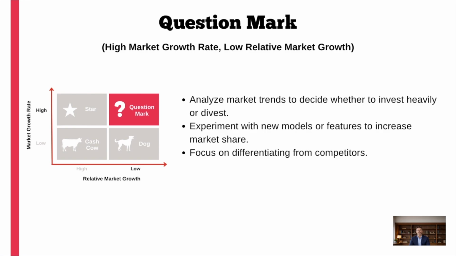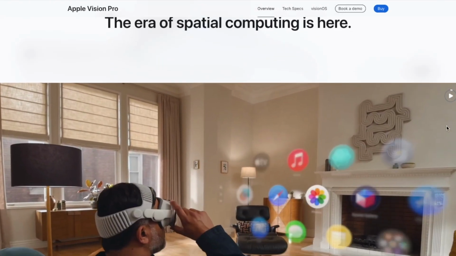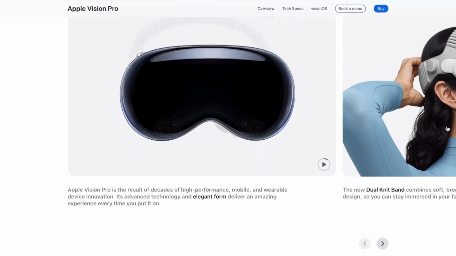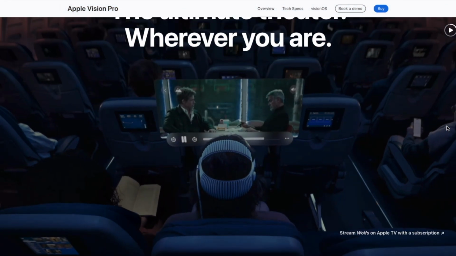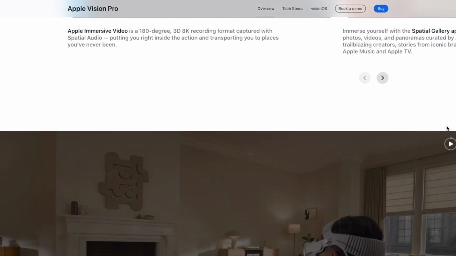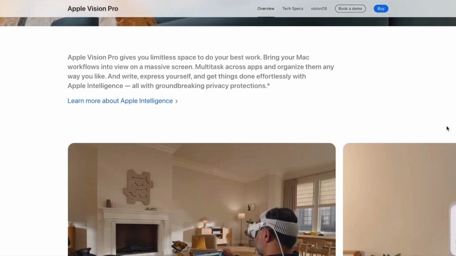For Apple, a strong example is Vision Pro. The global AR/VR market is growing at over 20% annually, but Vision Pro currently holds less than 5% market share. High pricing and limited everyday use cases have slowed adoption, making its future unclear. With the right moves, Vision Pro could become a star, or it could fade out.